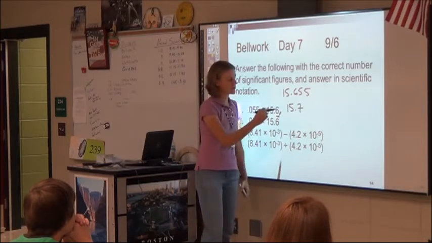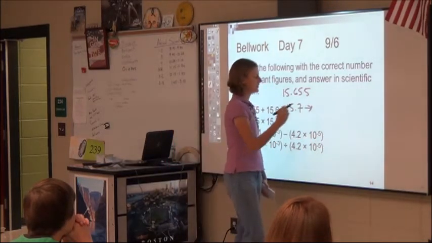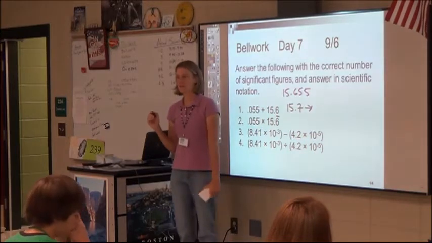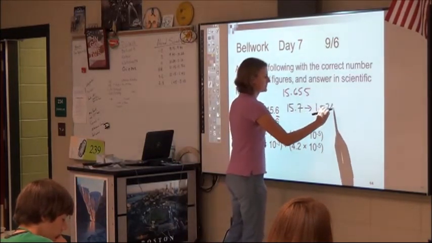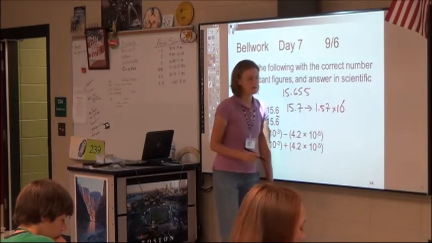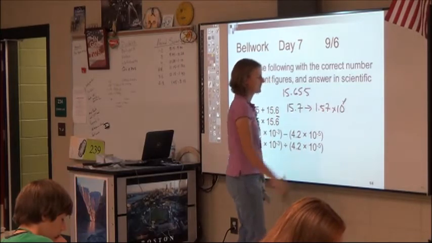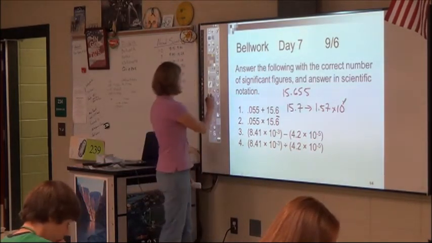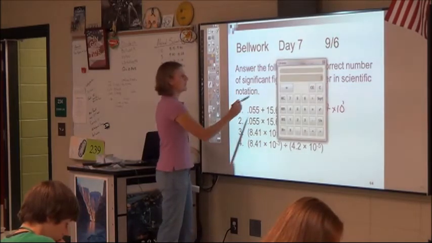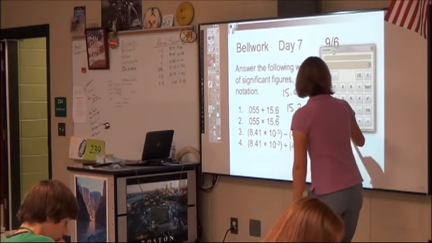So 15.7 is correct. Addison, can you go one step further and put it into scientific notation? 1.57 times 10. Perfect. Times 10 or times 10 to the 1, either way, same thing. All right, very good. That is correct. All right, I'm going to do the next one real quick. So this was now a multiplying problem.